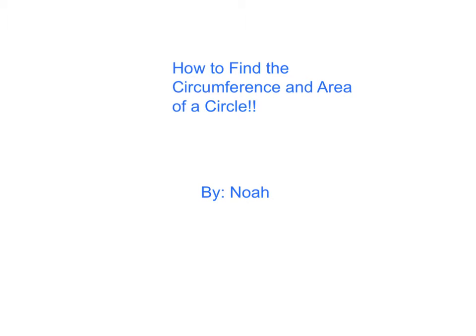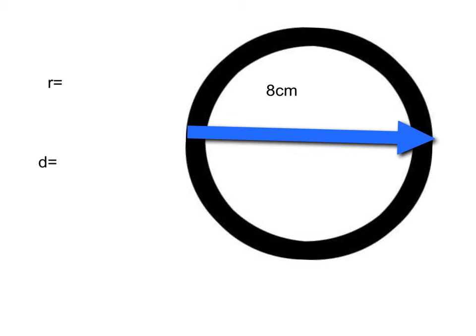Okay, so I'm going to teach you how to find the circumference and the area of a circle. The first thing you want to do is find what's called the radius and the diameter. The diameter of the circle is from one side to the other, and the radius is halfway, about right there.